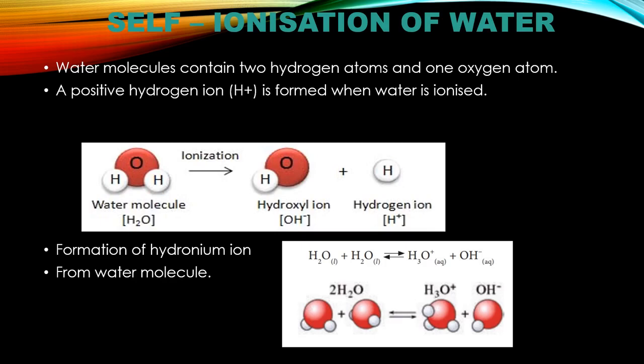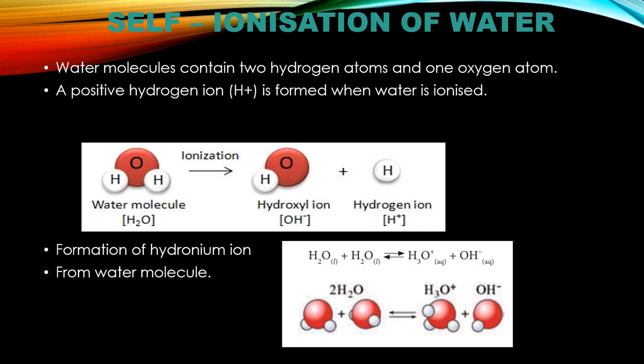Self-ionization of water. Water molecules contain 2 hydrogen atoms and 1 oxygen atom. A positive hydrogen ion is formed when water is ionized. When a water molecule is ionized, it becomes OH minus hydroxyl ion and H plus hydrogen ion. Here a single water molecule is taking part. Then again, 2 water molecules are taking part in the reaction.